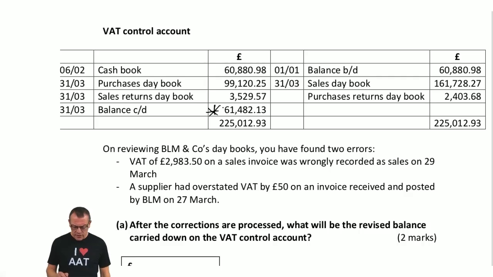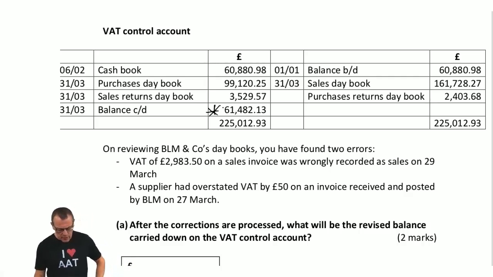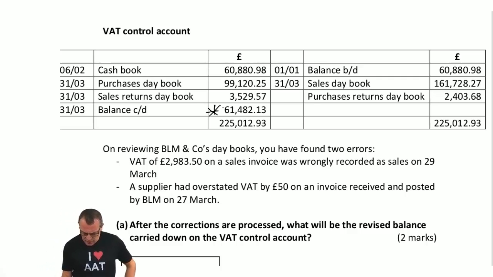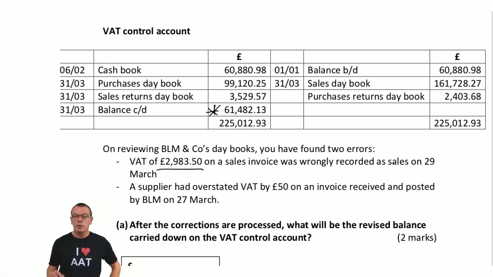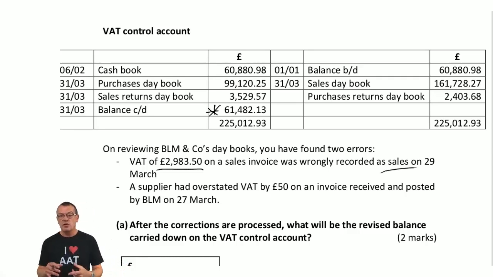So VAT of 2983.5 on a sales invoice was wrongly recorded as sales on the 29th of March. So this VAT was actually posted to the sales day book, which was incorrect. Now it's in the sales day book, whereas it should be in the VAT control account because it is VAT. So they've done this incorrectly. How do you rectify it?